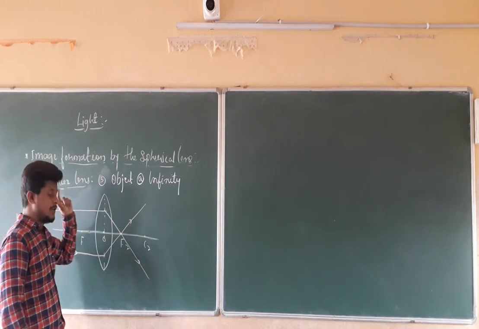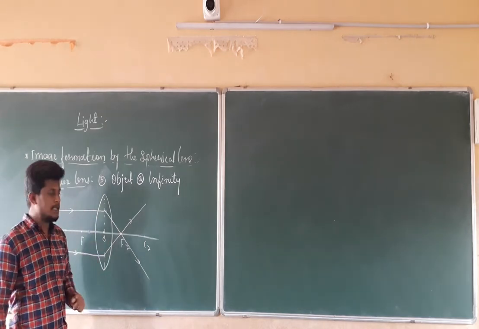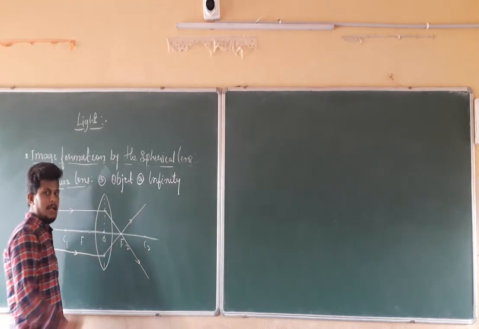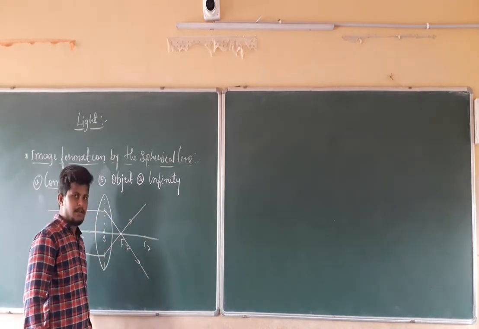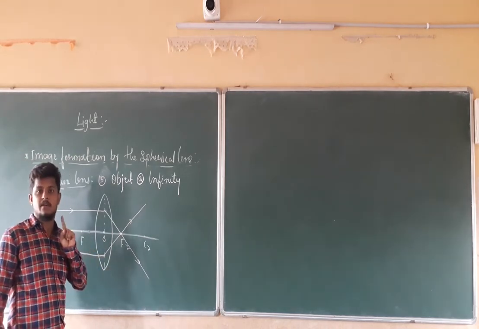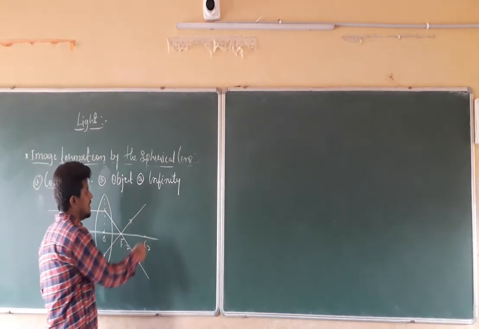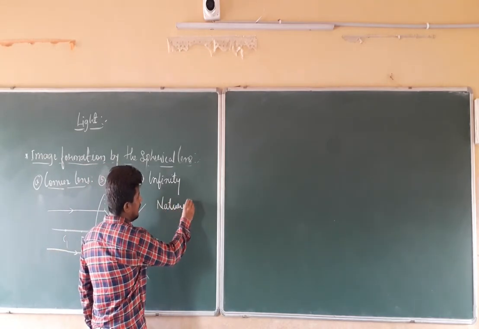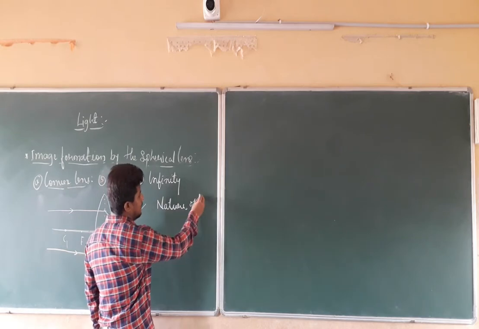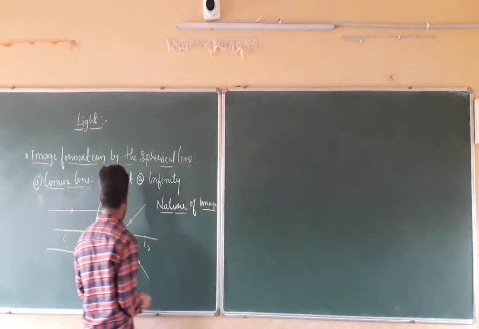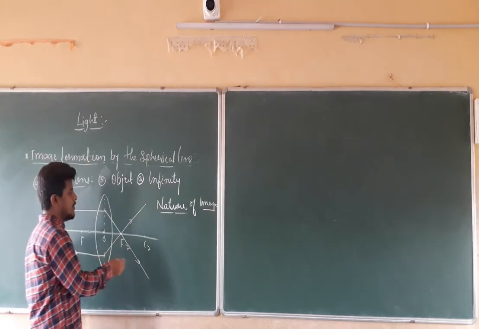If you remember the point which I told, any image which is forming on the right hand side, in case of a lens, will be a real image. In the same manner, it will be inverted. Now the nature of the image: first, it will be inverted.